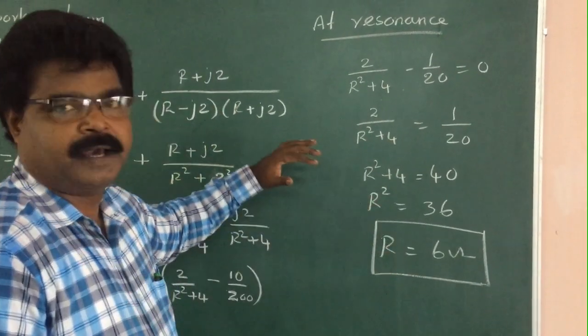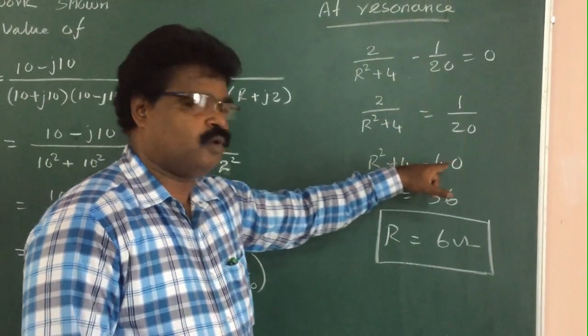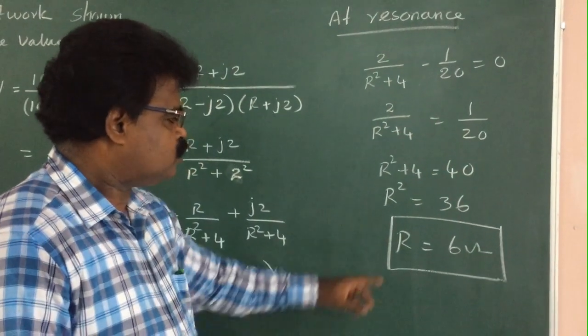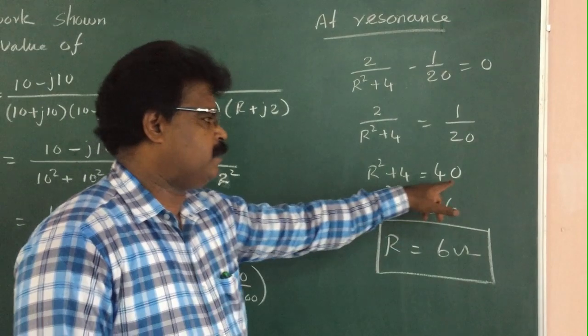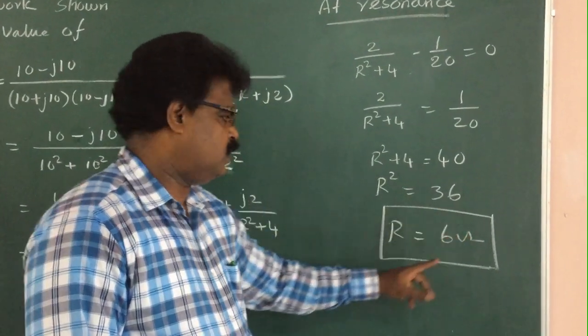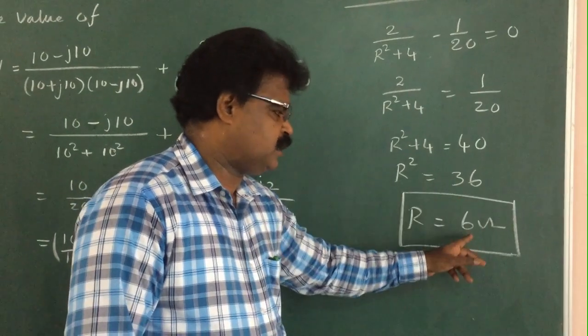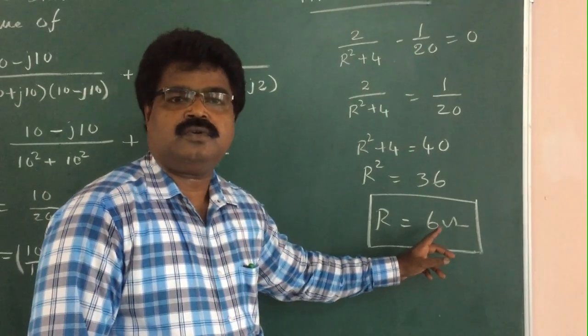If you cross multiply, then R square plus 4 is equal to 40, because 2 into 20 is equal to 40. So from this, R square is equal to 40 minus 4, that is equal to 36. Taking the roots on both sides, R is equal to root of 36, equal to 6. So R is equal to 6 ohm.